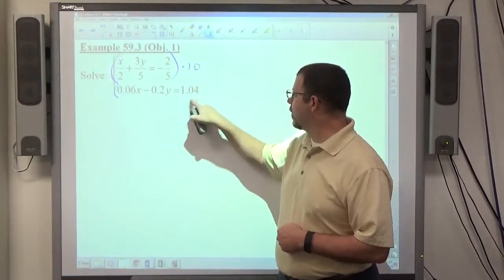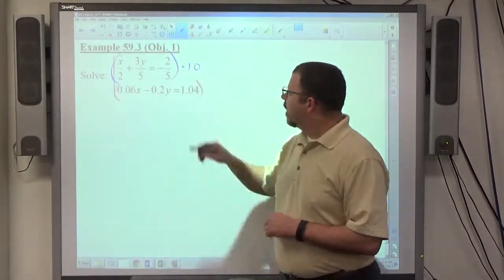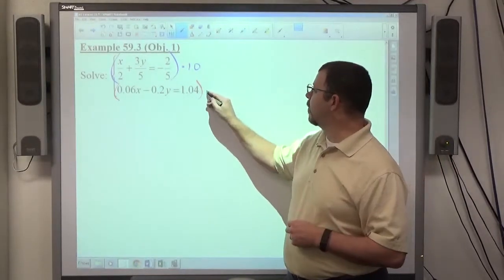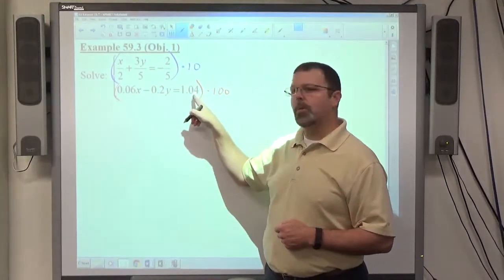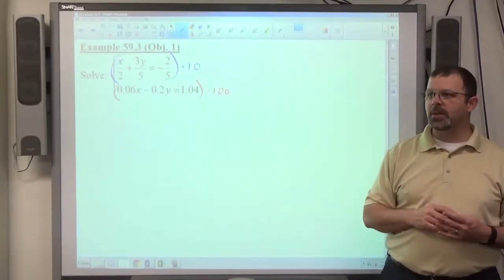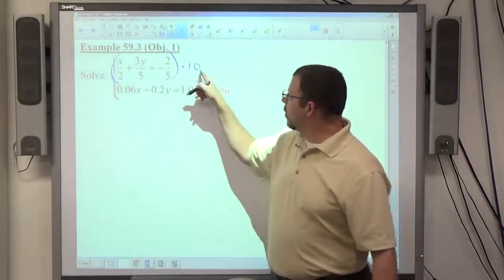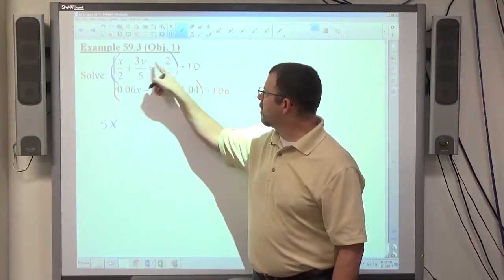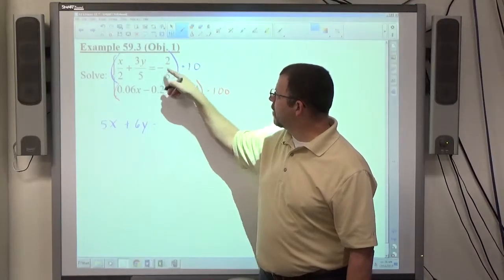For the bottom equation, I'm going to go a different color on this. Let's go red. The most number of decimal places is 2, so multiplication by 100 will do the trick. The other option would be 0.06, 0.20, and 1.04, just drop the decimals. But if you multiply by 100, 10 to whatever power the highest number of decimal places is, so 10 to the second, 100. When I do the multiplication on the blue, 10 divided by 2 is 5 times x is 5x. 10 divided by 5 is 2 times 3y is plus 6y. 10 divided by 5 is 2 times negative 2 is negative 4.